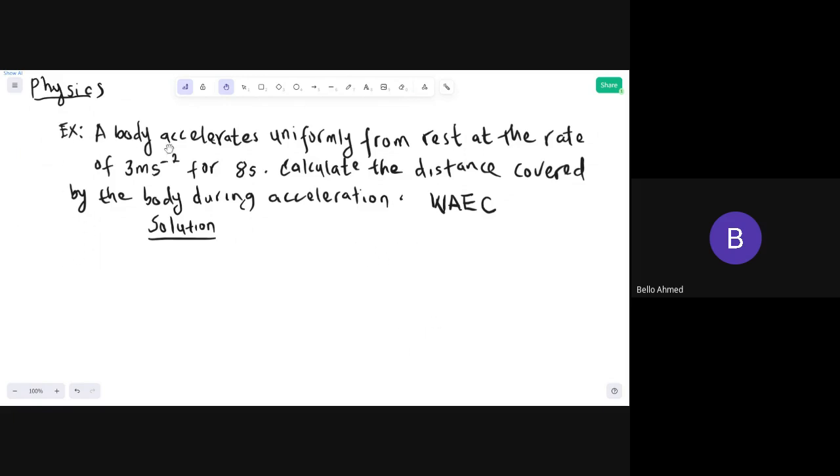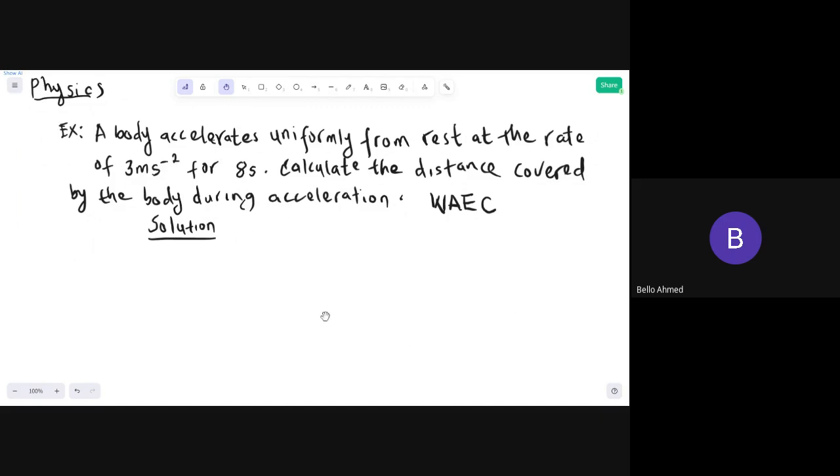A body accelerates uniformly from rest at the rate of 3 meters per second squared for 8 seconds. We are to calculate the distance covered by the body during acceleration. Well, this is a wild question. Now, what are we going to do here?